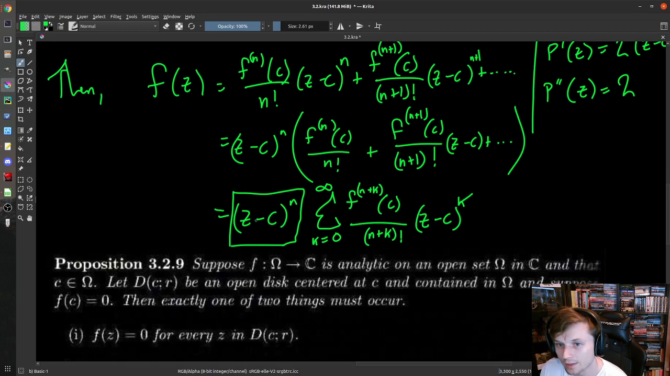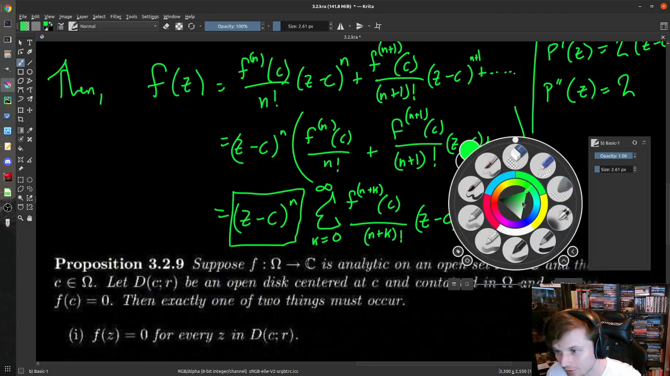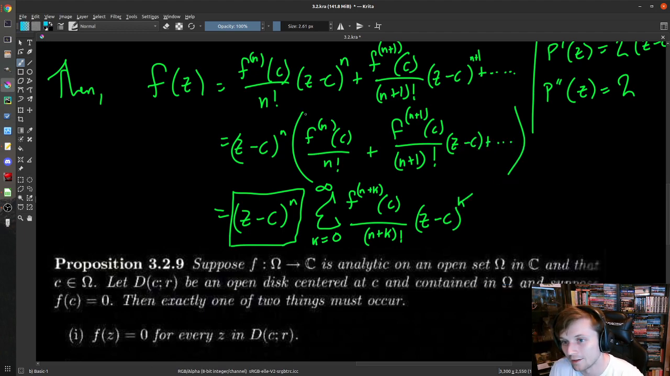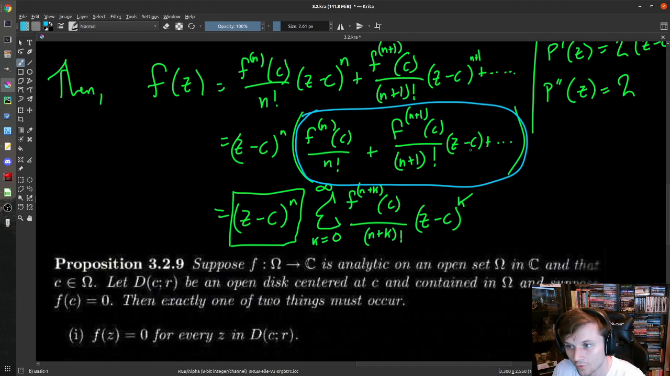What it means is that you can take an analytic function near a 0, right? You can write it as z minus c to the n, and then some other analytic function which is not 0, since this little chunk right here is not 0. Plug in c for z, and then everything after this will go away.